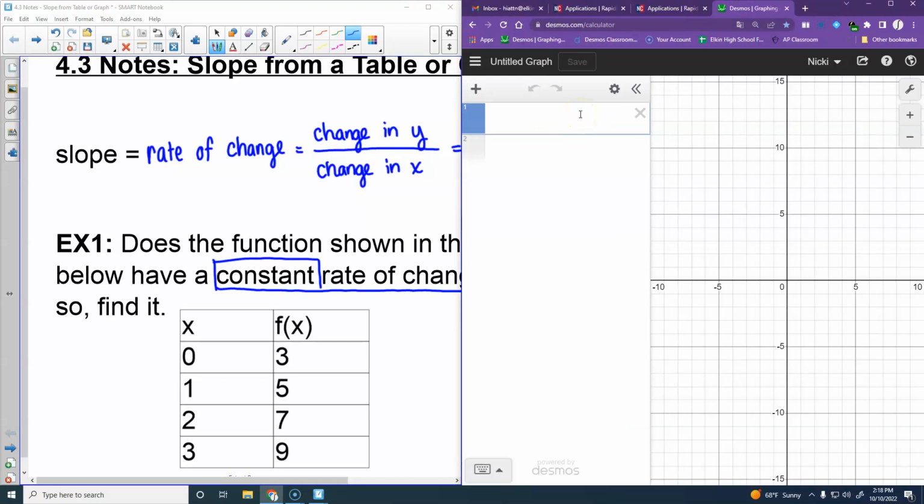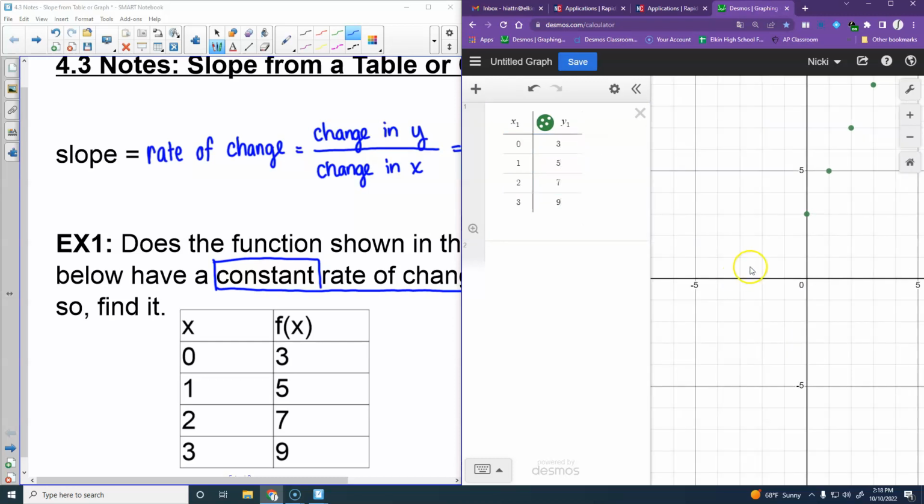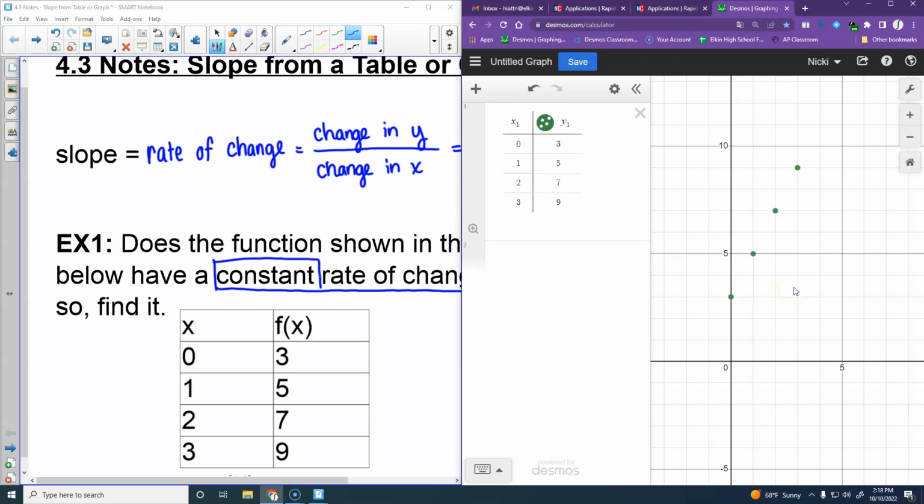So, if I add a table, just so you guys can see, 0, 1, 2, 3 and 3, 5, 7, 9. All right, so if I graph these, do those look like a line? Yes. So if you graph them and they look like a line, you probably have a constant rate of change.